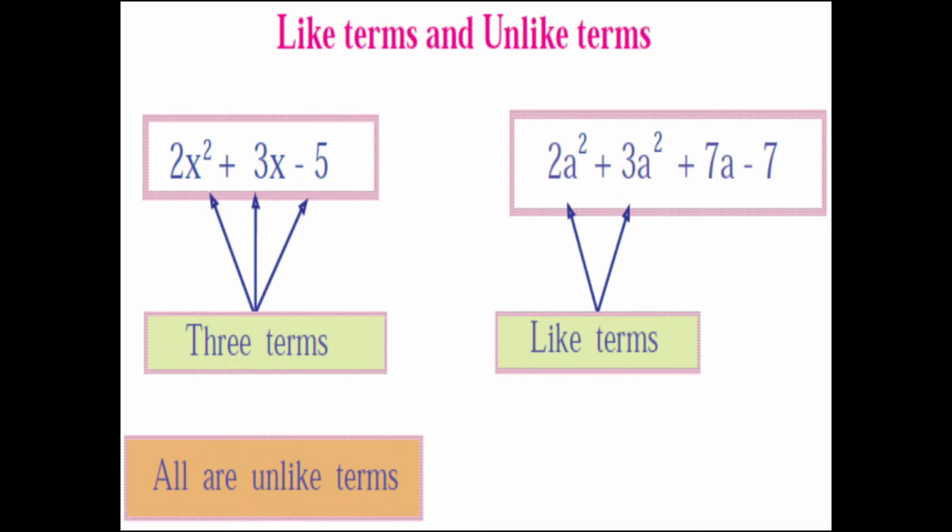Here, 2a square plus 3a square plus 7a minus 7. Here a raised to the power 2 appears in two terms, that is 2a square and 3a square, having power 2. So these both are like terms. The rest are unlike. So this is the main difference between like terms and unlike terms.